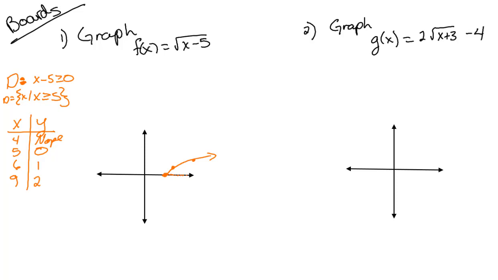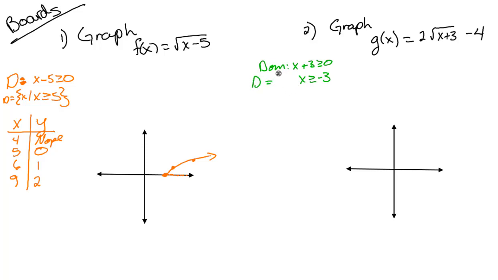Number 2. What happens when we do this one? g of x. Ooh, this is a big one. Look at that thing. First of all, let's get our domain so we know what numbers to stick in. We've got to make this guy right here, yeah, that one right there, greater than or equal to 0. So let's write that. x plus 3 has to be greater than or equal to 0. Subtract 3 from both sides. x will have to be greater than or equal to negative 3 in order for this to be the numbers to come out with something that we can graph.